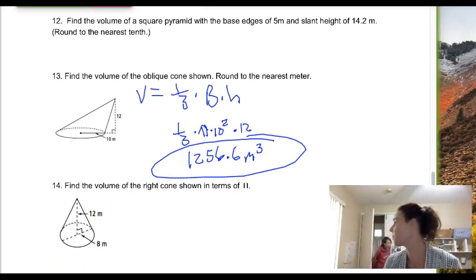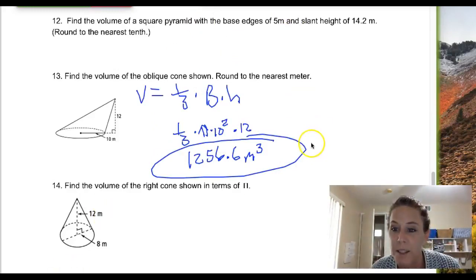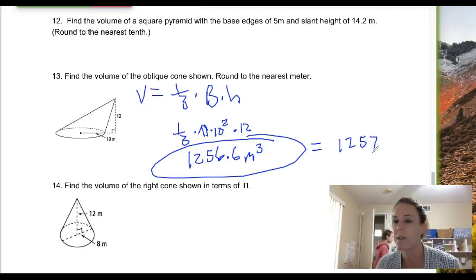I was supposed to round to the nearest meter, and I rounded to the nearest tenth of a meter, so it's actually 12. Oh my gosh, that's so loud. Oh, it's okay. Come here.